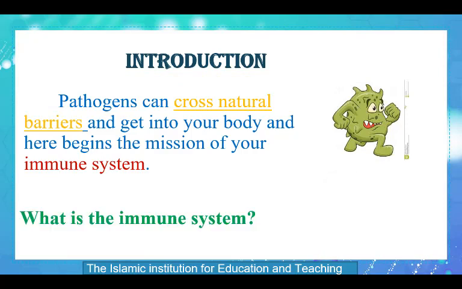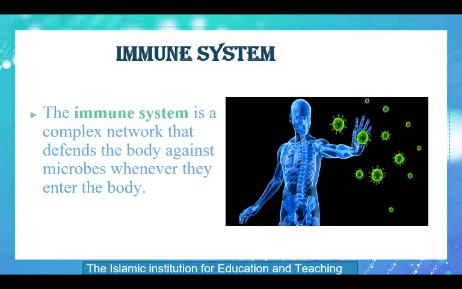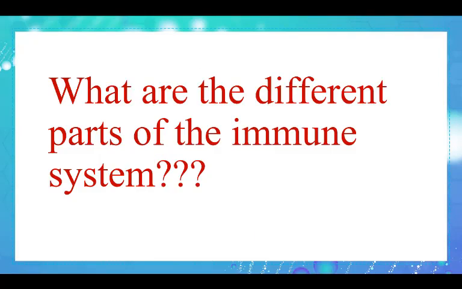But what's the immune system? The immune system is a complex network that defends the body against microbes whenever they enter the body. But what are the different parts of the immune system?